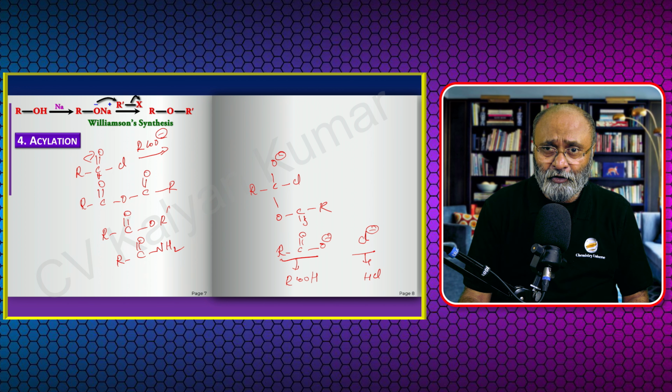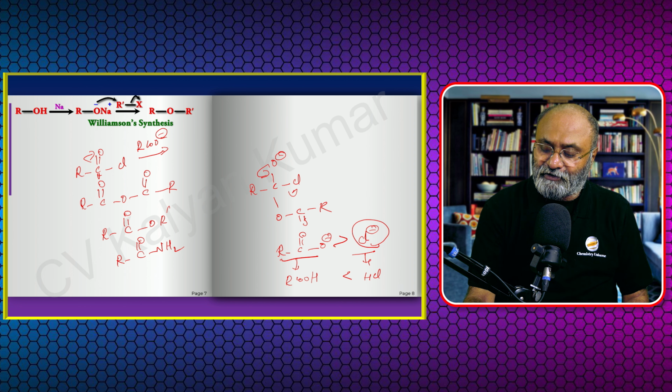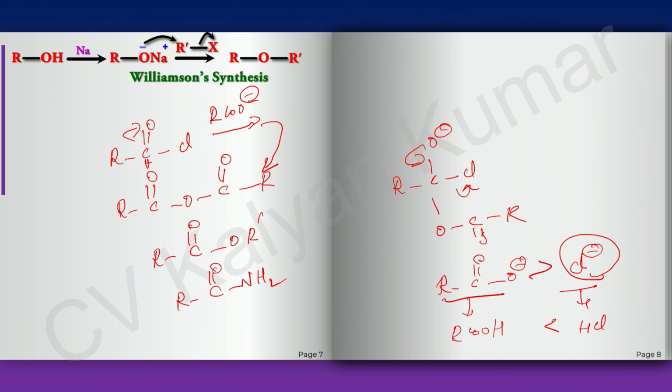Which is more acidic? Obviously, HCl. And you know that a stronger acid has a weaker conjugate base and a weaker acid has a stronger conjugate base. So when it comes to basic strength, carboxylate is stronger. If carboxylate is stronger, it is also a better nucleophile, which means Cl is a good leaving group. So what will happen is the O minus will come and the Cl will go. So what will I get? I'll get the anhydride. Because Cl is gone, now OCOR is attached to C double bond O. So this is the nucleophilic substitution that is happening here.